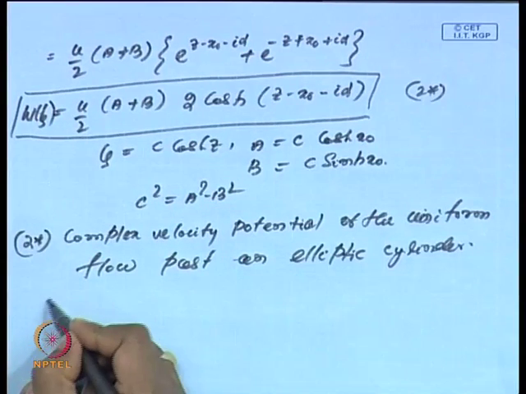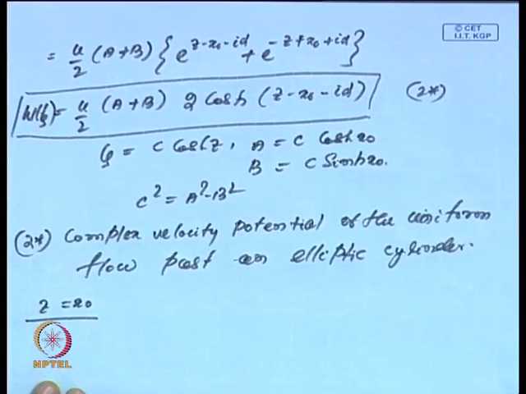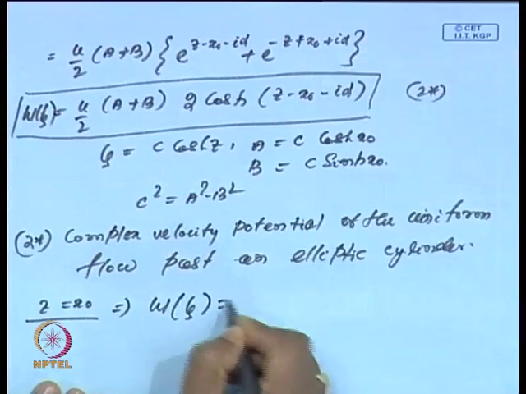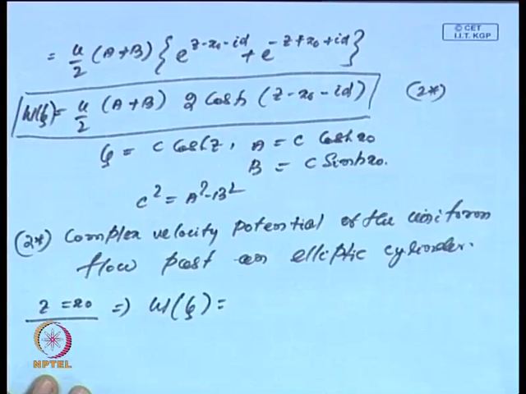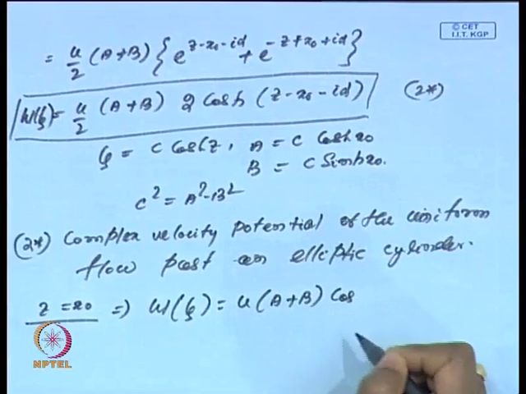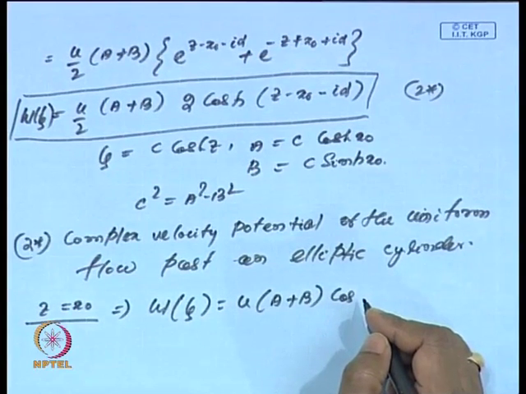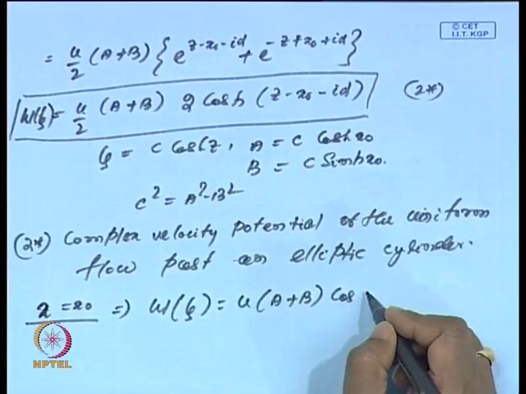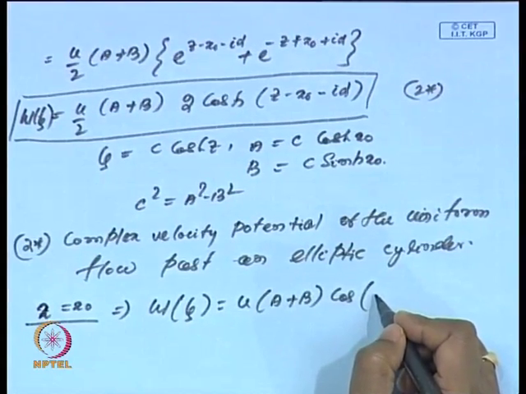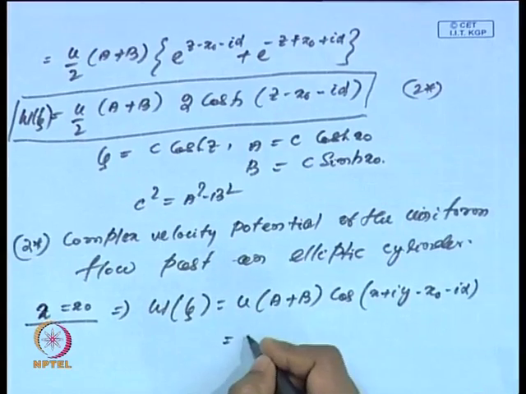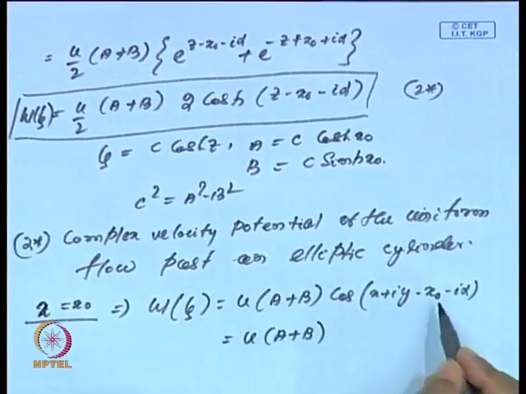Now, what will happen if I say z is equal to x naught? Then w zeta will be u a plus b cos hyperbolic. If I put x is equal to x naught, this will give me cos hyperbolic z is x plus I y minus x naught minus I alpha, and that will be u a plus b, because x naught will get cancelled.